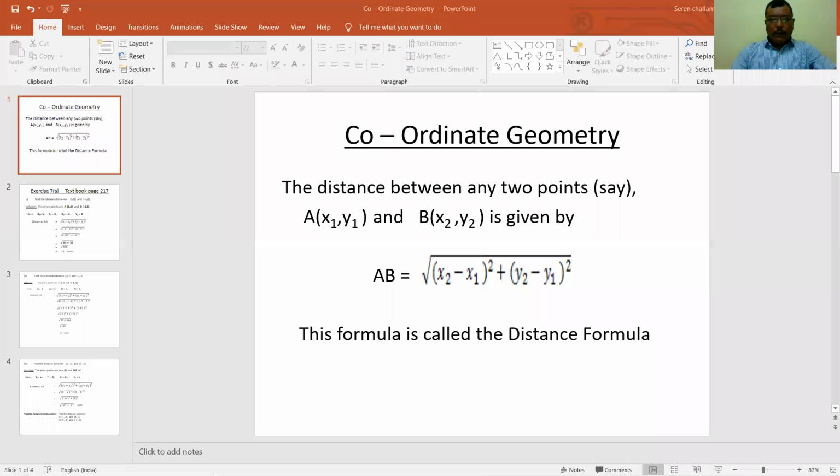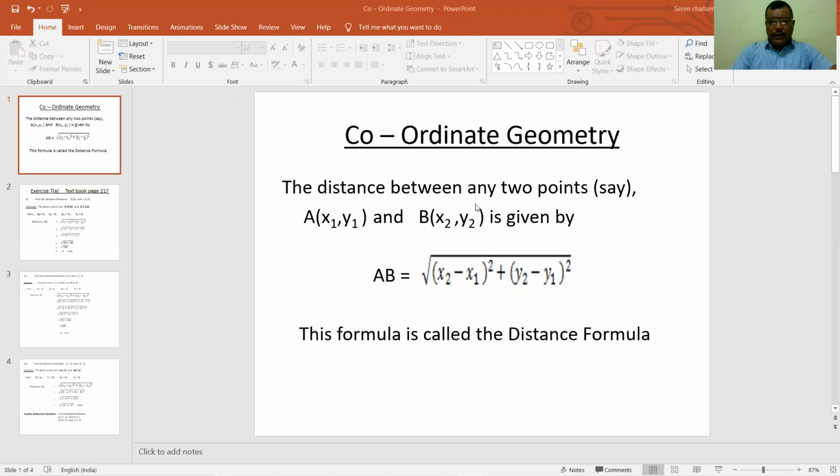Today I'll be discussing the chapter on coordinate geometry. So here in coordinate geometry, we'll be learning about the distance formula.